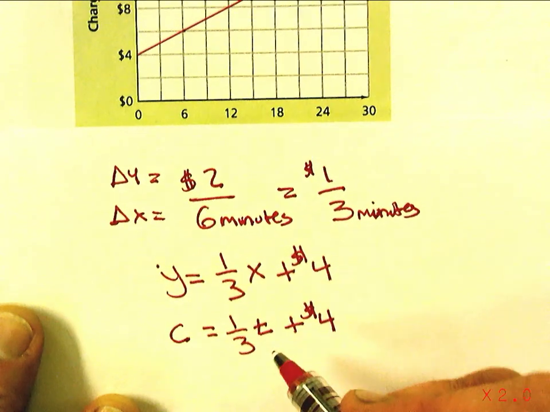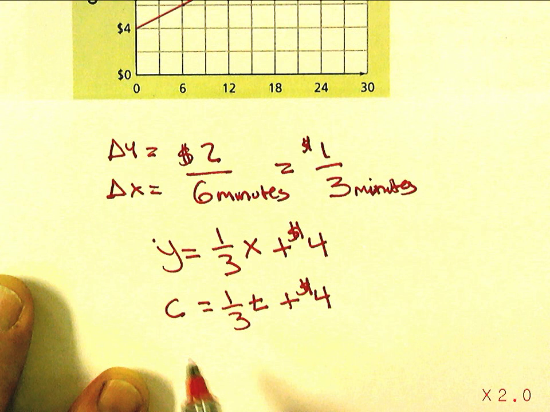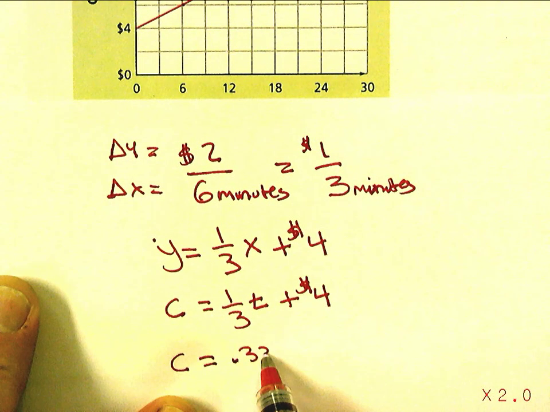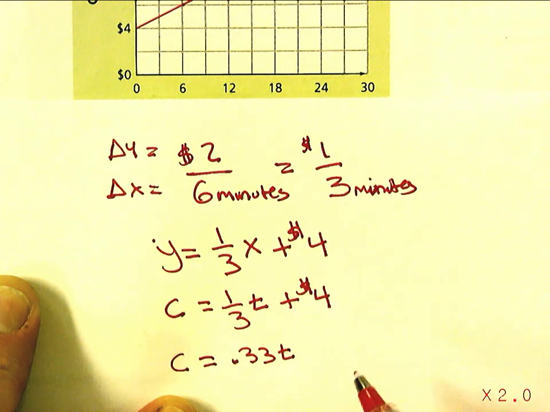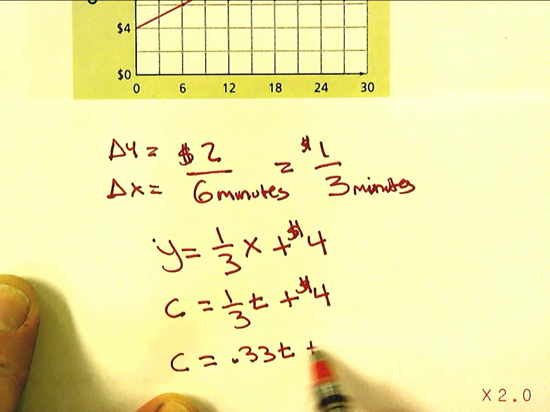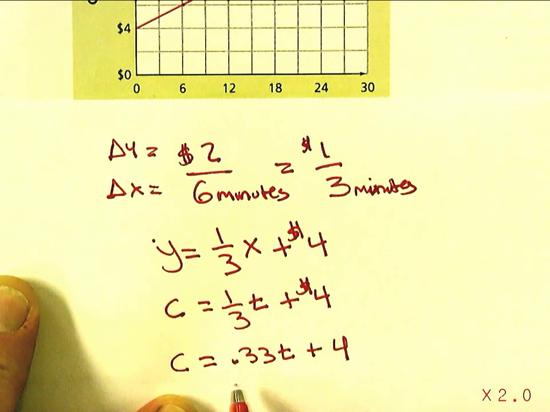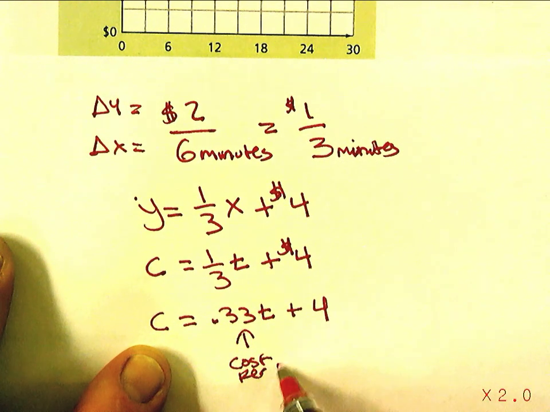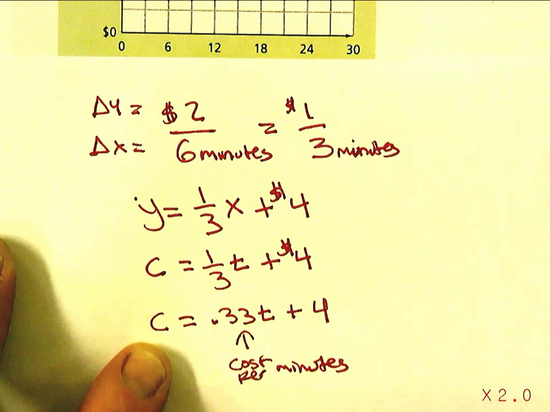Another way to think about it that might make a little more sense is in terms of dollars. If I think of the charge as $0.33 times the time plus that $4 again, it puts it all in terms of money. It's 33 cents a minute, if you want to think of it that way: 33 cents per minute plus the $4 charge. So again, this is your price per minute. And that gives me all I need for problem 2.2b.